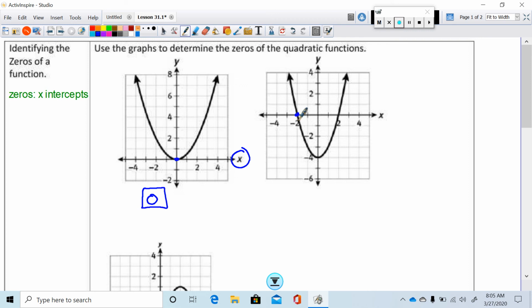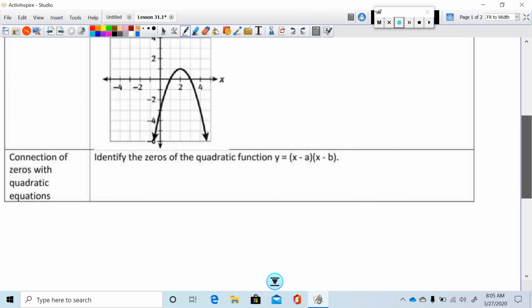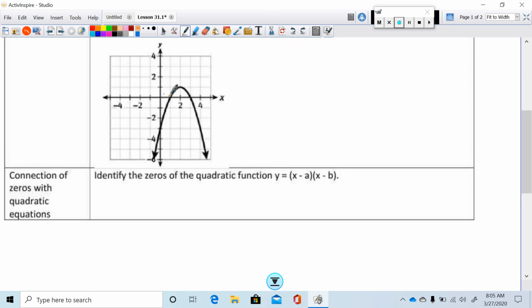This one's touching in 2 spots. So that's at -2 and +2. This one crosses the x-axis here and here, so that's 1 and 3. And those are also known as the solutions.